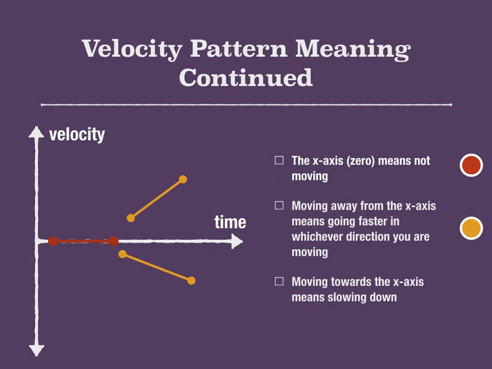Sometimes you'll see things moving away from the x-axis, whether it's in the positive direction or the negative direction. This means that the object is going faster in either direction. As for the top one, it's going from a small positive velocity to a larger positive velocity. And the bottom one is going from a small negative velocity to a larger negative velocity. The opposite is true when you move towards the x-axis. In that case, you're slowing down.